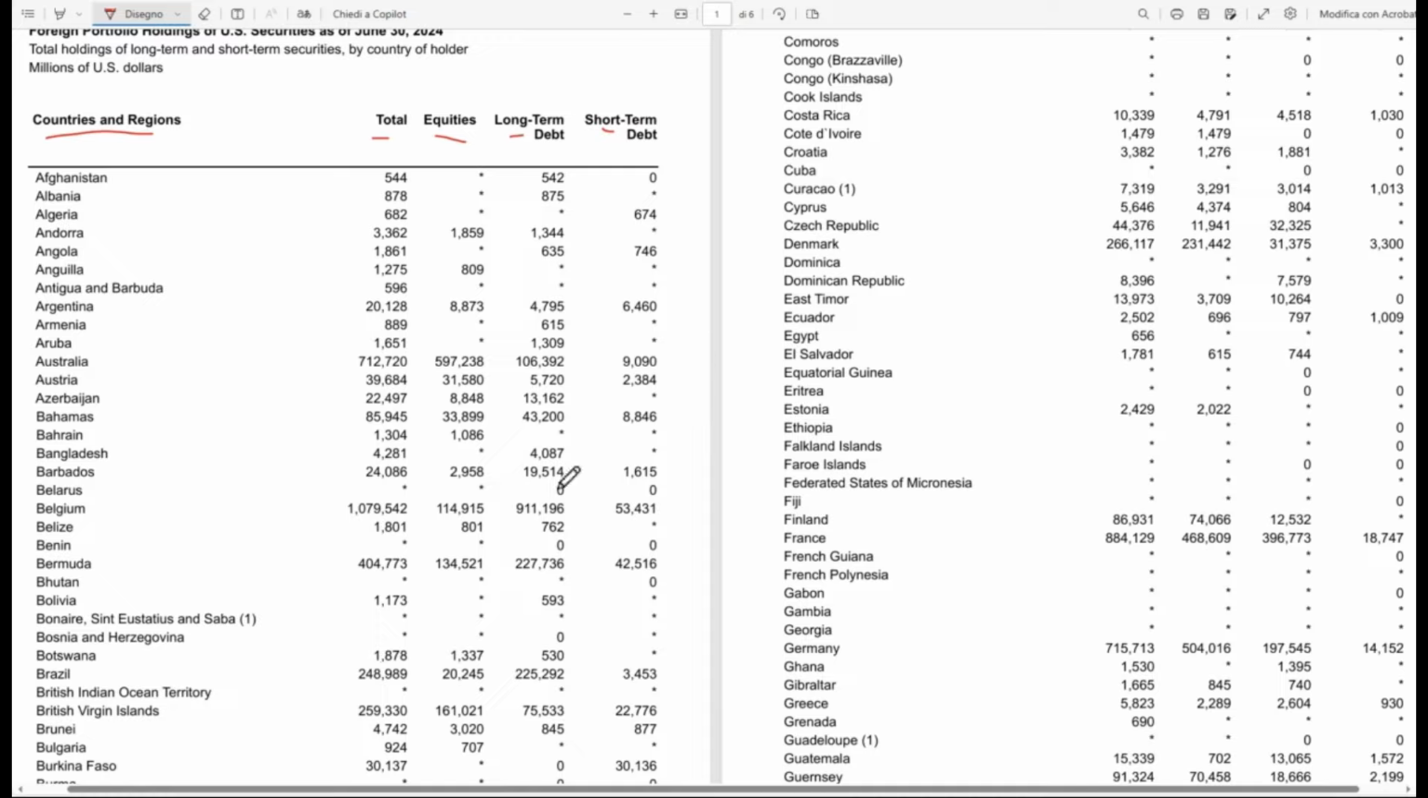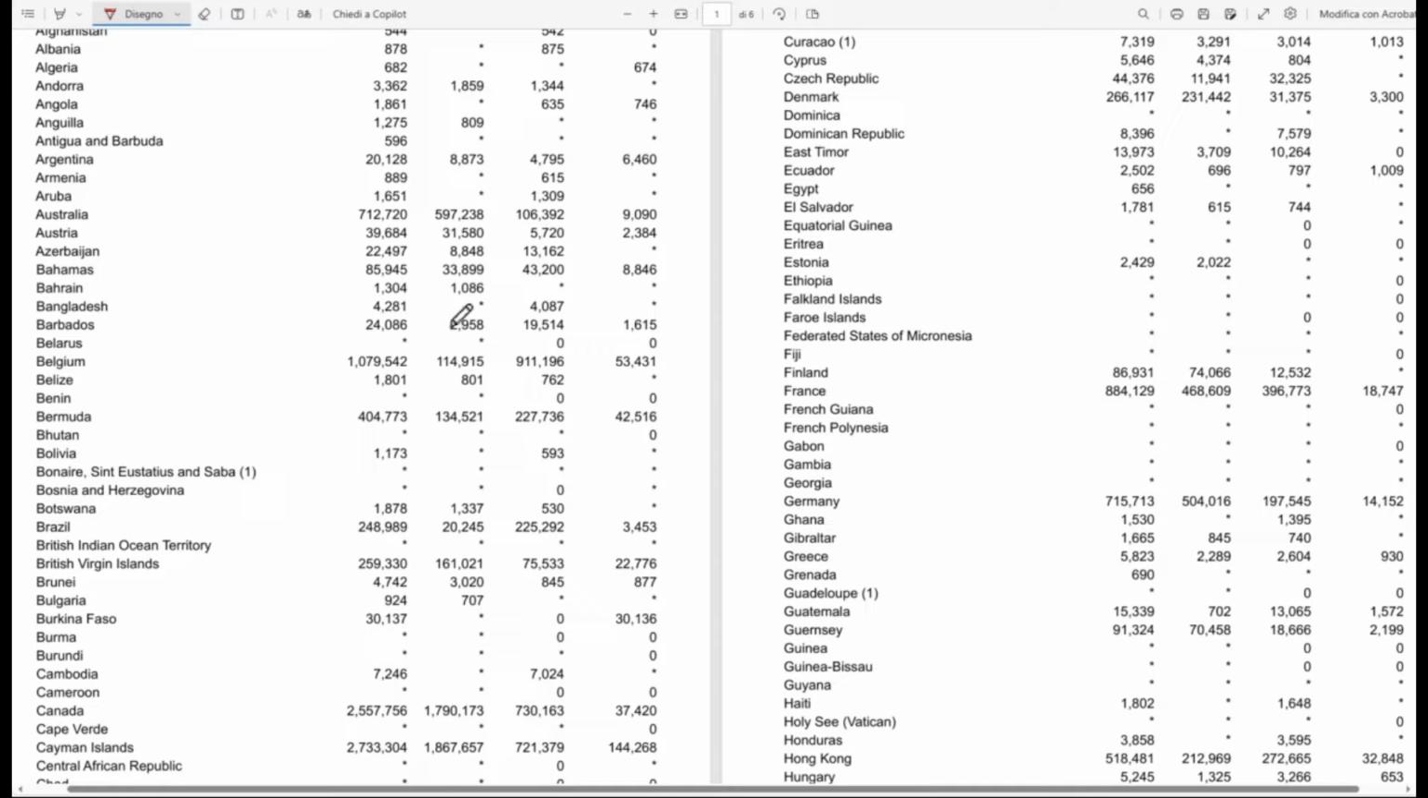What does this mean? It means exactly what you're reading. The Australian people are invested for 597 billion in US stocks. The Australian government, or banks in Australia, or subsidiaries of American banks in Australia, hold 106 billion in long-term debt, which is US Treasuries, and short-term debt. So, Australia, please can I have back $712.7 billion if it's possible.